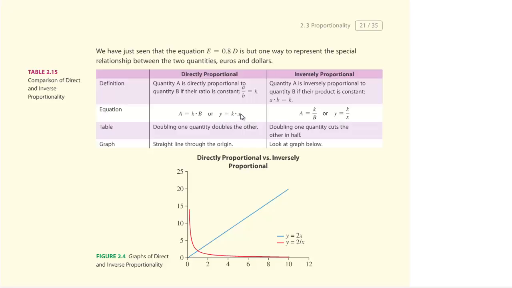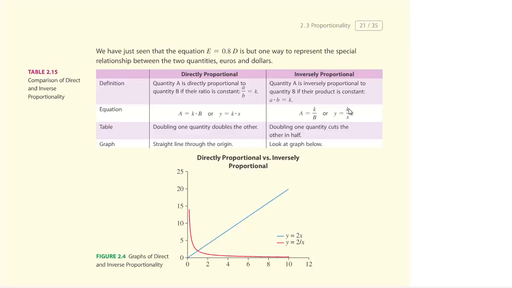Instead of y equals k times x, it's y equals k divided by x. And so now can you see that it makes sense as x gets bigger? Remember, k is a constant. We just don't know what it is. It changes from case to case, right? If we're doing euros and dollars, it's 0.8. If we're doing dollars and euros, it's 1.25. If we're doing something else, it's something else. But of course, those examples would be over here because those are direct proportionality.